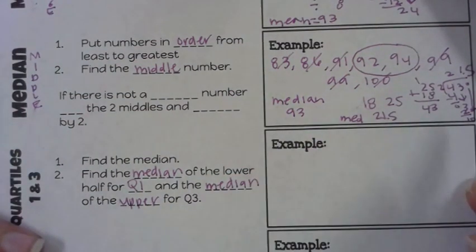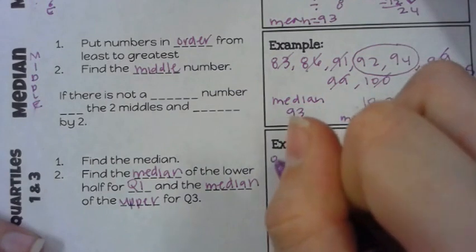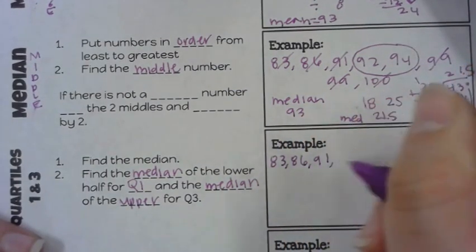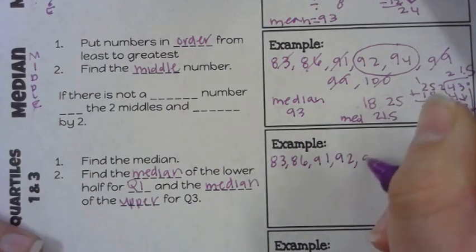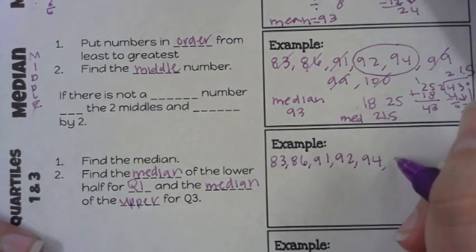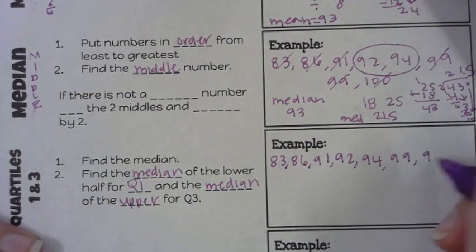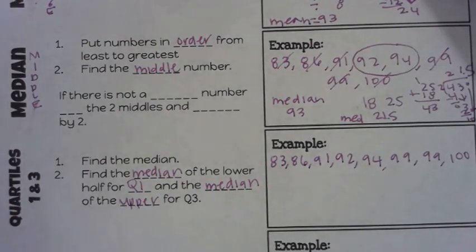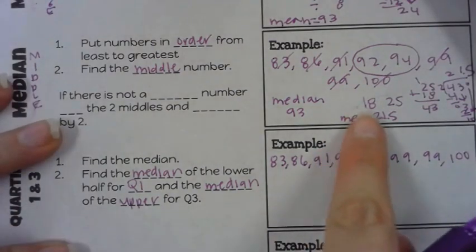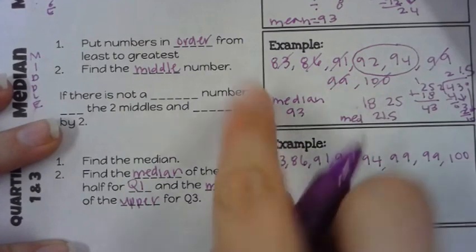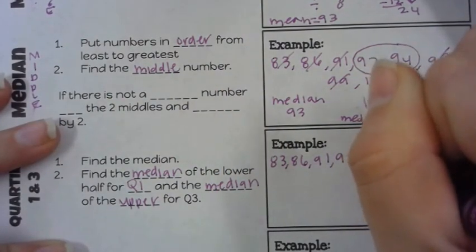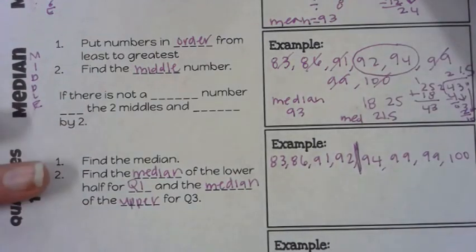We're going to use the same set of numbers again. So I'm going to go 83, 86, 91, 92, 94, 99, 99, and 100. Okay, so now we're going to find the middle. We already figured that out. We found the median of 93 here. So we know that 93 is right here in the middle. So we're going to split this right here, okay?